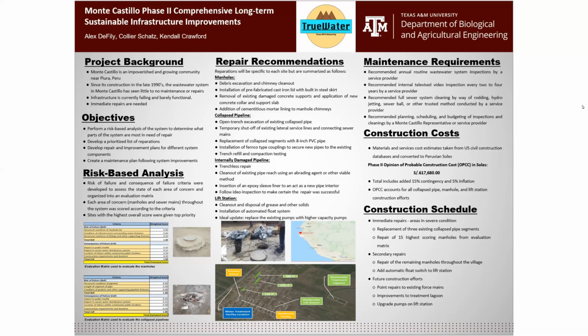For internally damaged pipeline, we didn't identify any point issues throughout the project, but just in case the issues are made aware in the future, we recommended trenchless repair and for these pipelines to be cleaned out by some sort of mechanical method or abrading agent. And then for point repairs, we recommend the insertion of an epoxy sleeve liner to act as a new pipe interior and make sure the pipes last a lot longer than they have been.